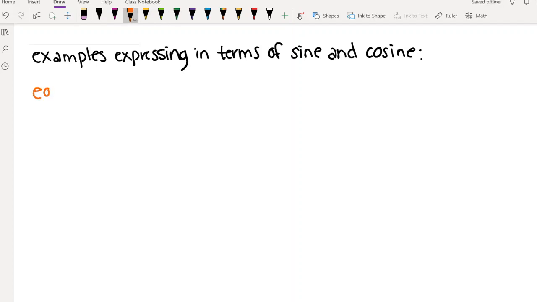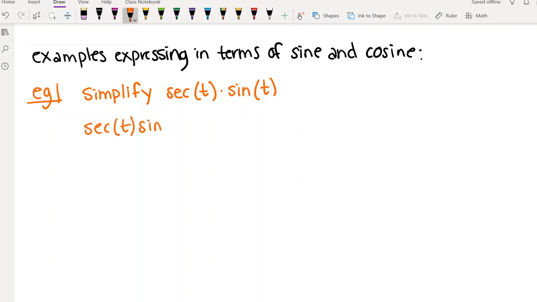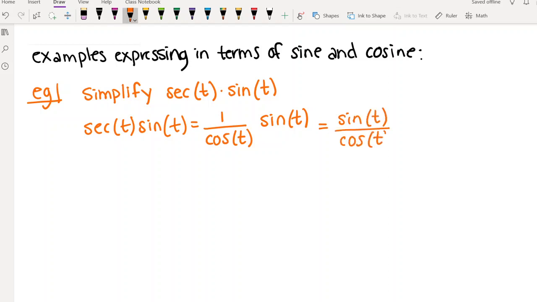So first example: we're going to simplify the expression secant of t times sine of t. Sine is already in terms of sine and cosine, so there's nothing to do there, but we can rewrite secant of t as 1 over cosine of t, and then we're multiplying that with sine of t. If you multiply these two things together, you get sine of t over cosine of t, which we know is equal to tangent of t.